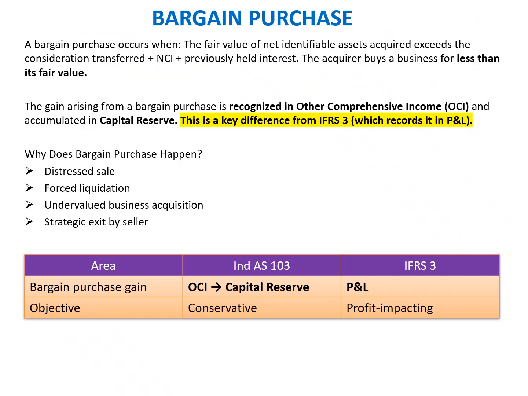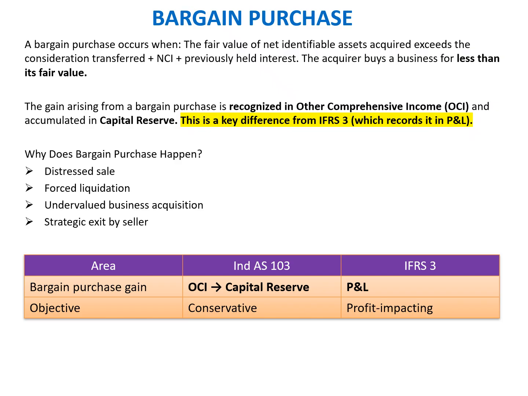Okay, now we'll talk about the bargain purchase. A bargain purchase is typically a situation when the consideration paid for the net assets of the acquiree is less. This means we have paid a lesser amount for the net assets of the acquiree, and this results in a capital reserve. This is normally called a bargain purchase.